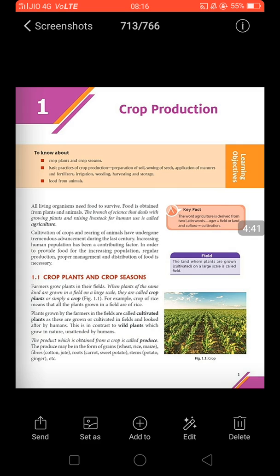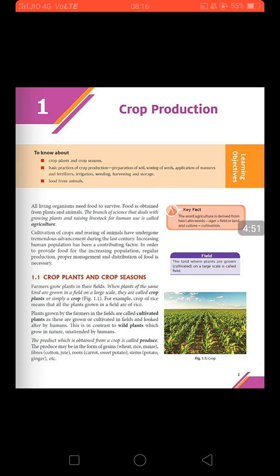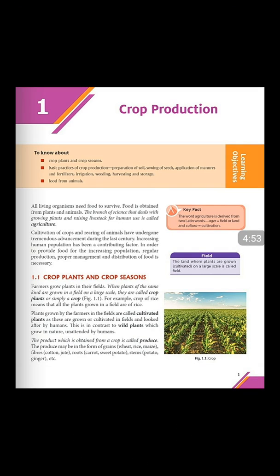The product which is obtained from a crop is called produce. Whatever we obtain from that particular crop is called produce. The produce may be in the form of grains, like wheat, rice, etc., and the produce may be in the form of fiber, like in the cotton plants. We get cotton from that, and that is a fiber.